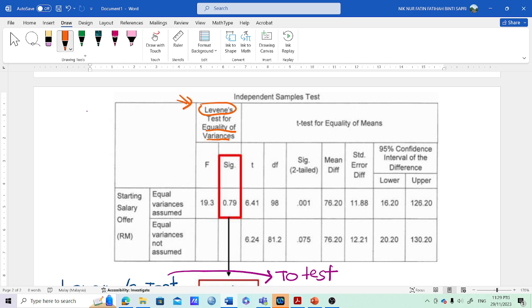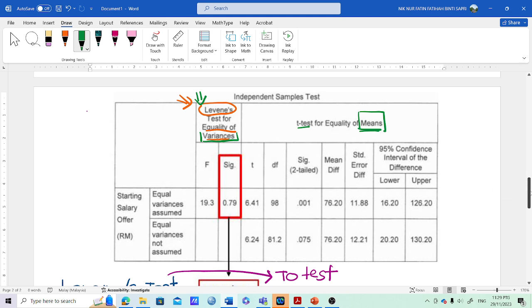The next column, which is this one, is the t-test for mean. This one is for mean, and this one is for the difference in variances. If you want to conduct the Levene test, you need to look at this column.